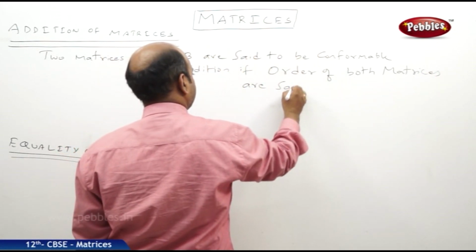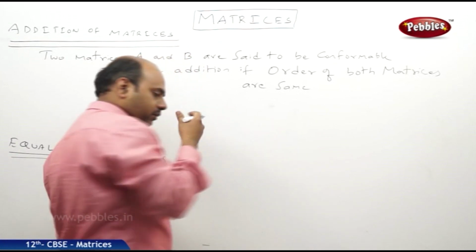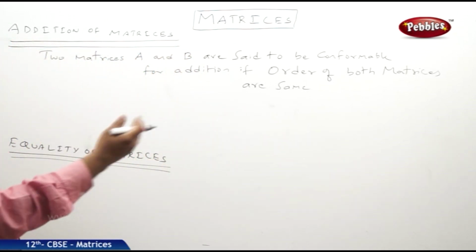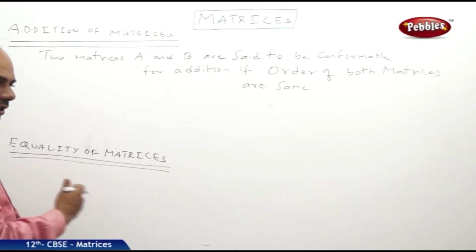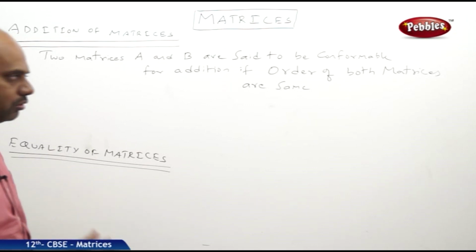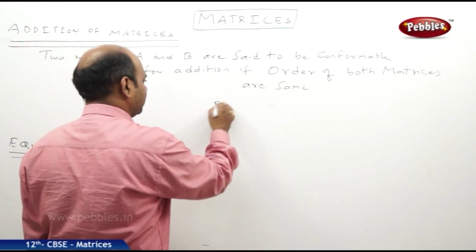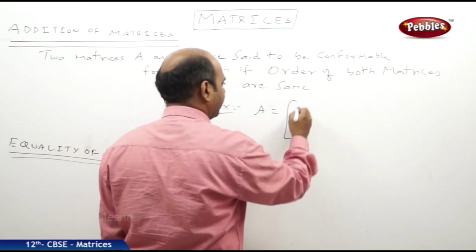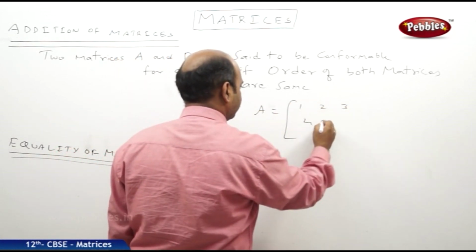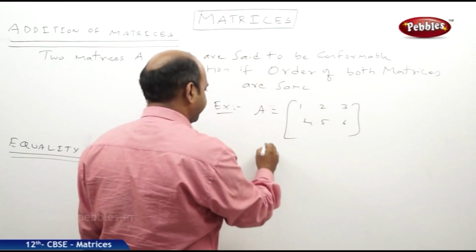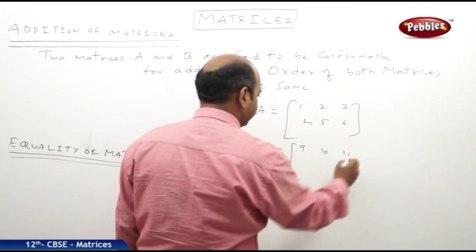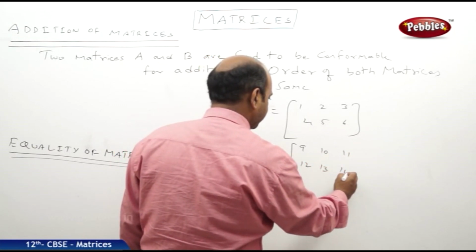are the same. That means if you take a matrix capital A and a matrix capital B, here 2 by 2 means there also 2 by 2 should be there. Here 3 by 3 means there should be 3 by 3. Here 2 by 4 means there should also be 2 by 4. Example, I will take capital A as 1 2 3 4 5 6, and capital B as 9 10 11 12 13 14.